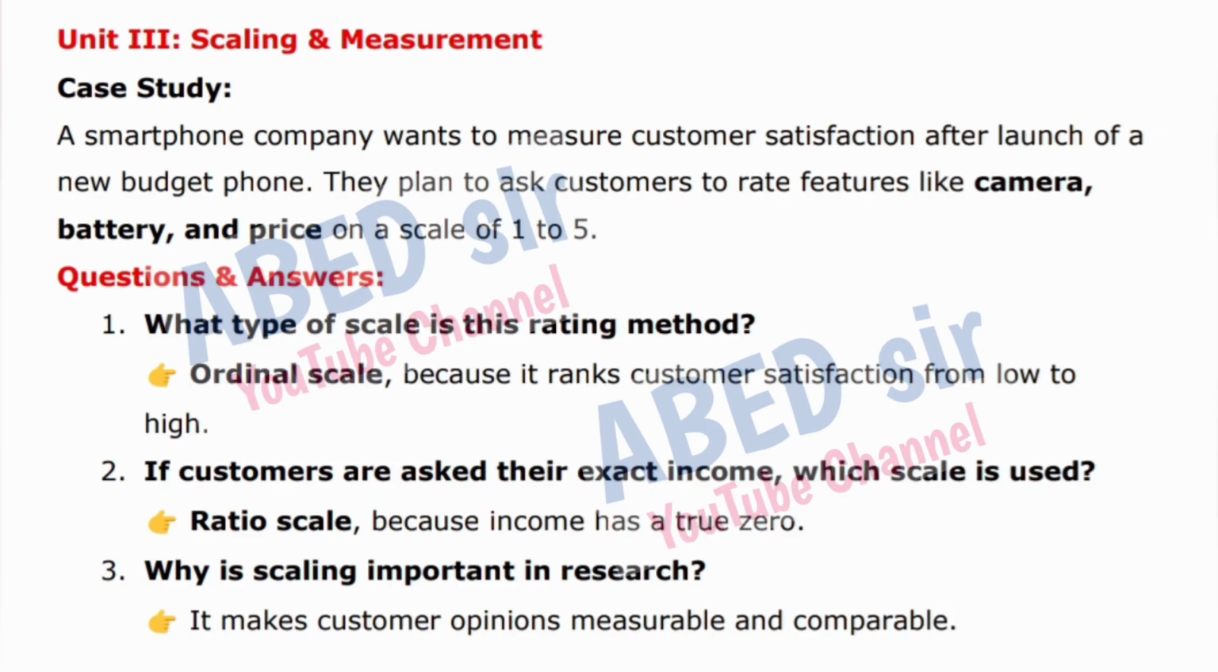Ordinal scale, because it ranks customer satisfaction from low to high. 2. If customers are asked their exact income, which scale is used? Ratio scale, because income has a true zero. 3. Why is scaling important in research? It makes customer opinions measurable and comparable.